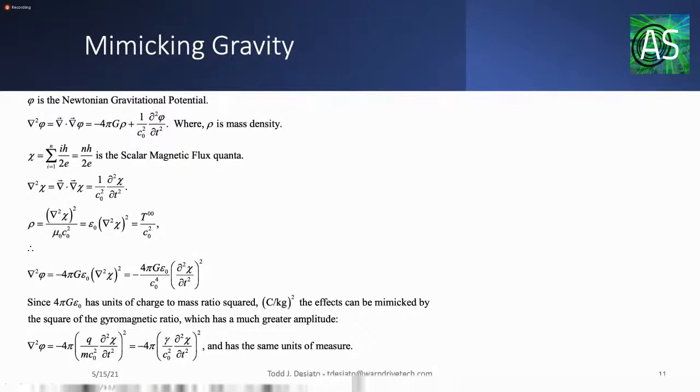Okay, so here's the key. To mimic gravity is something that we can strive for, if not the real thing. But here's the key, and what we can do experiments to test with. This is Newtonian gravity. It's just Poisson's equation, but I included the time-dependent part. And rho is just mass density.